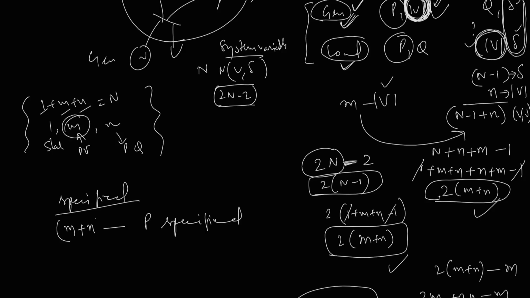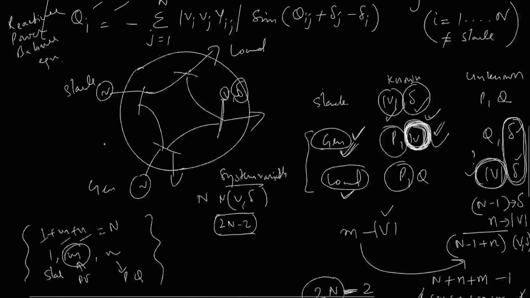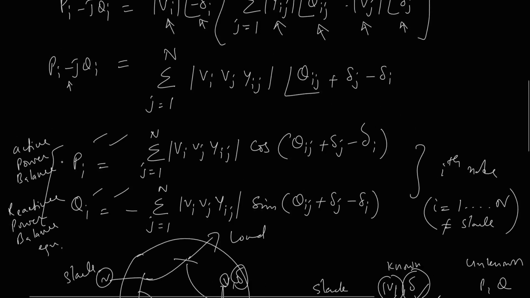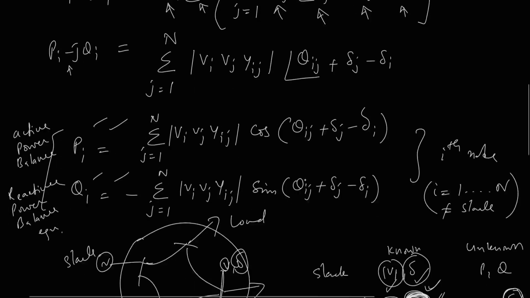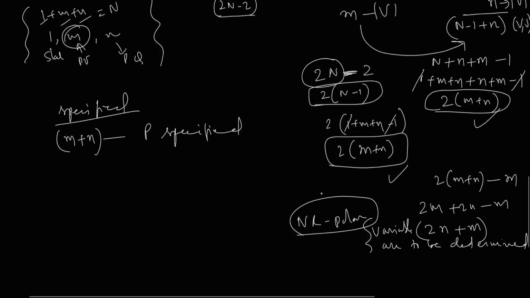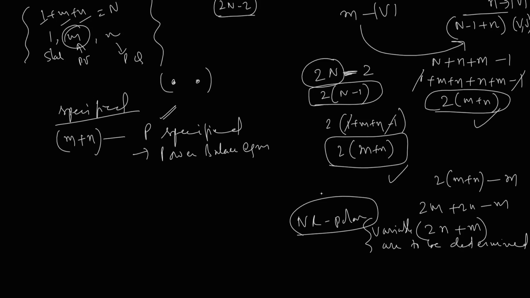So I can write down m plus n number of these equations, right? This is the power balance equation. Now I can write down m plus n active power balance equations, because P is specified. I can compare the specified quantity with the calculated quantity and check the difference.